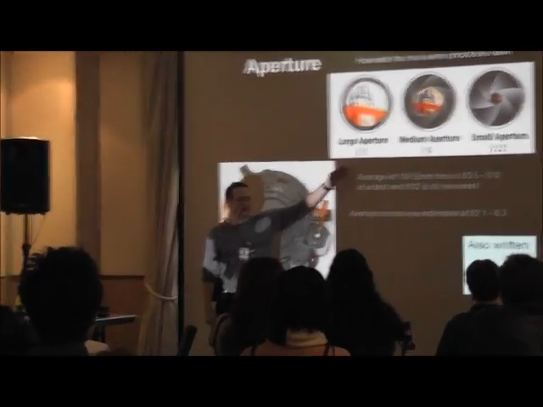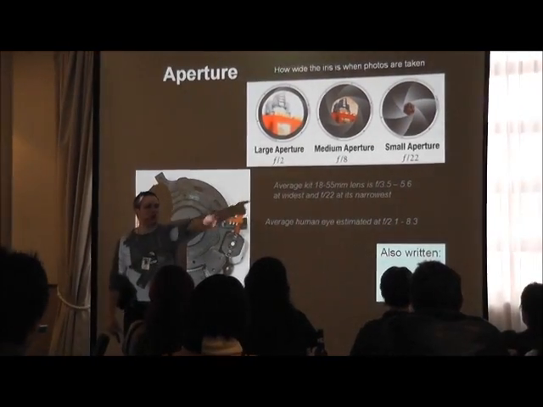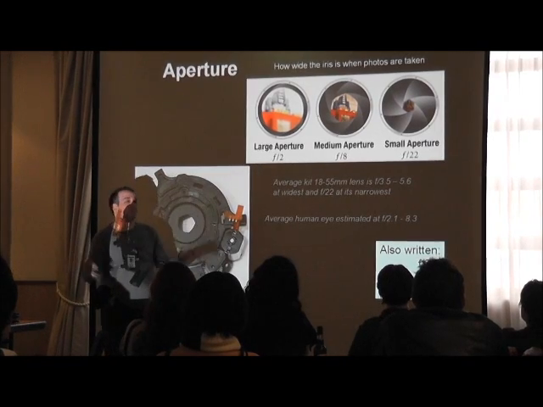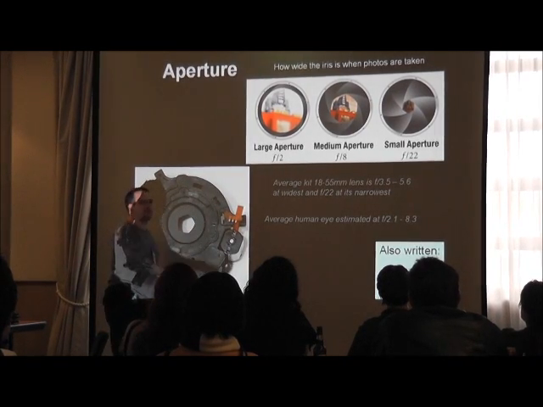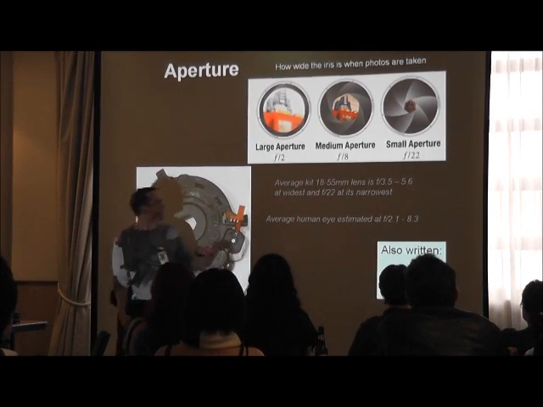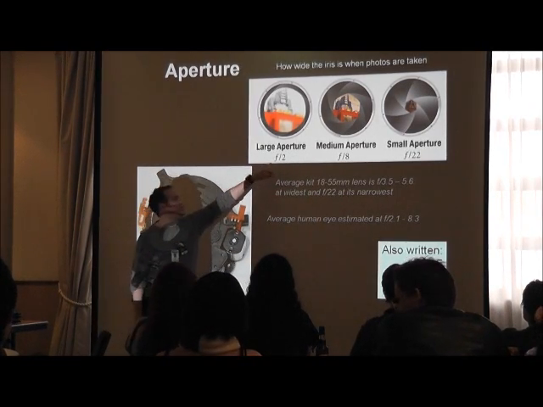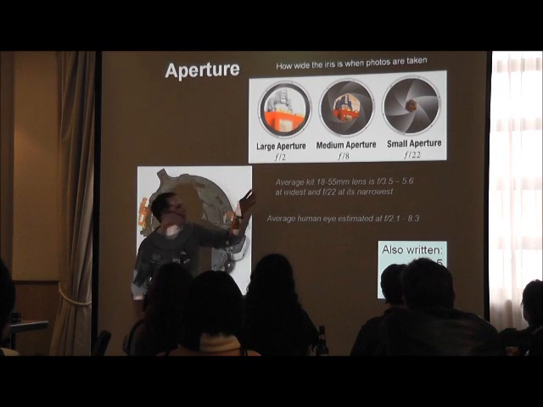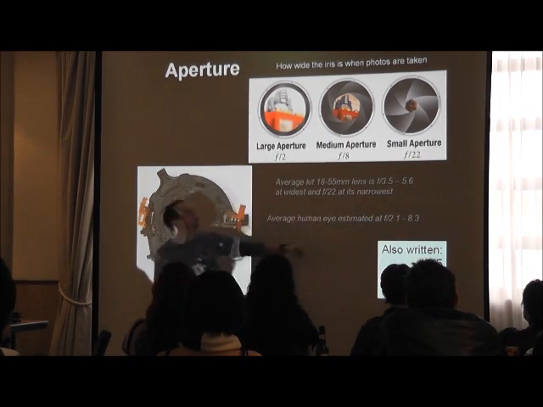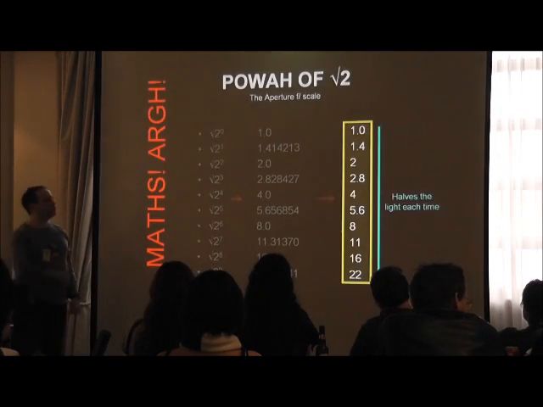So is this going to be a test? No, you don't need to know this. You just need to know that there are numbers and they do magical things, but I learned this on Wikipedia the other day. So basically, when it says F2, that's actually 1 over 2, a half. So the bigger the number, the smaller the hole. That's all you need to know.